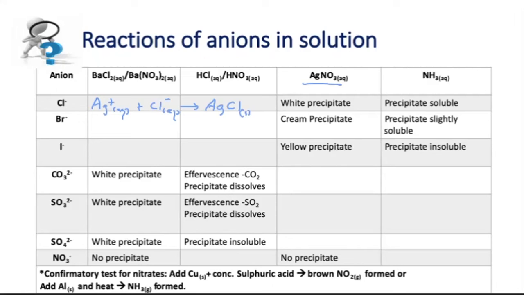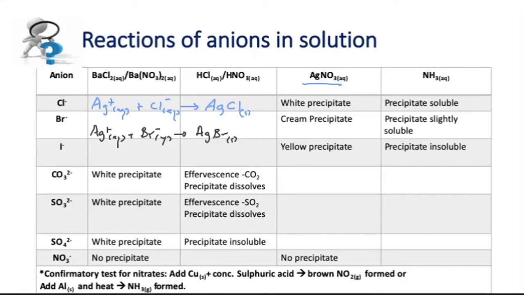Now, in a similar manner, if bromide were present, we would expect this time a cream precipitate, following the same principle. The aqueous silver ions precipitate out of solution to give us silver bromide. And it follows in the same manner. If we added silver nitrate and iodide is present, we would get a yellow precipitate.